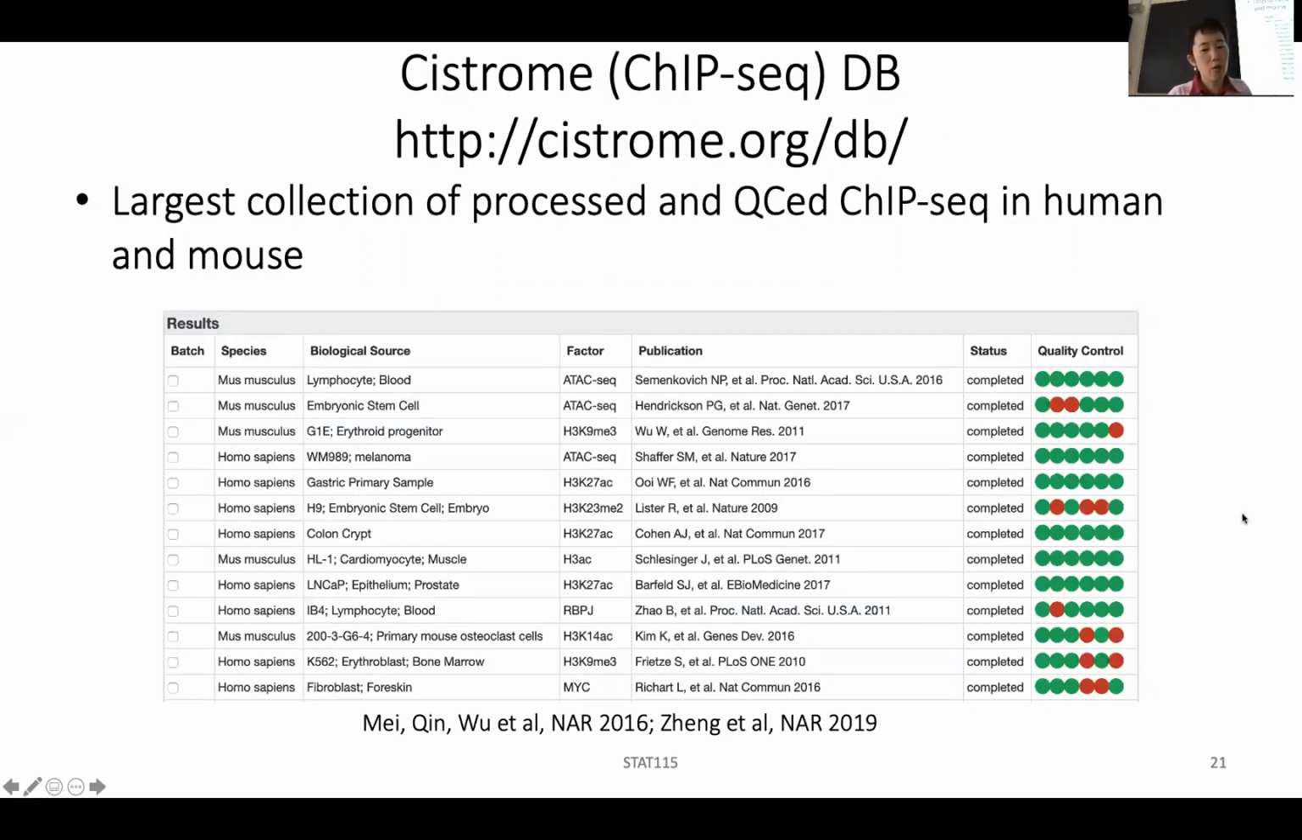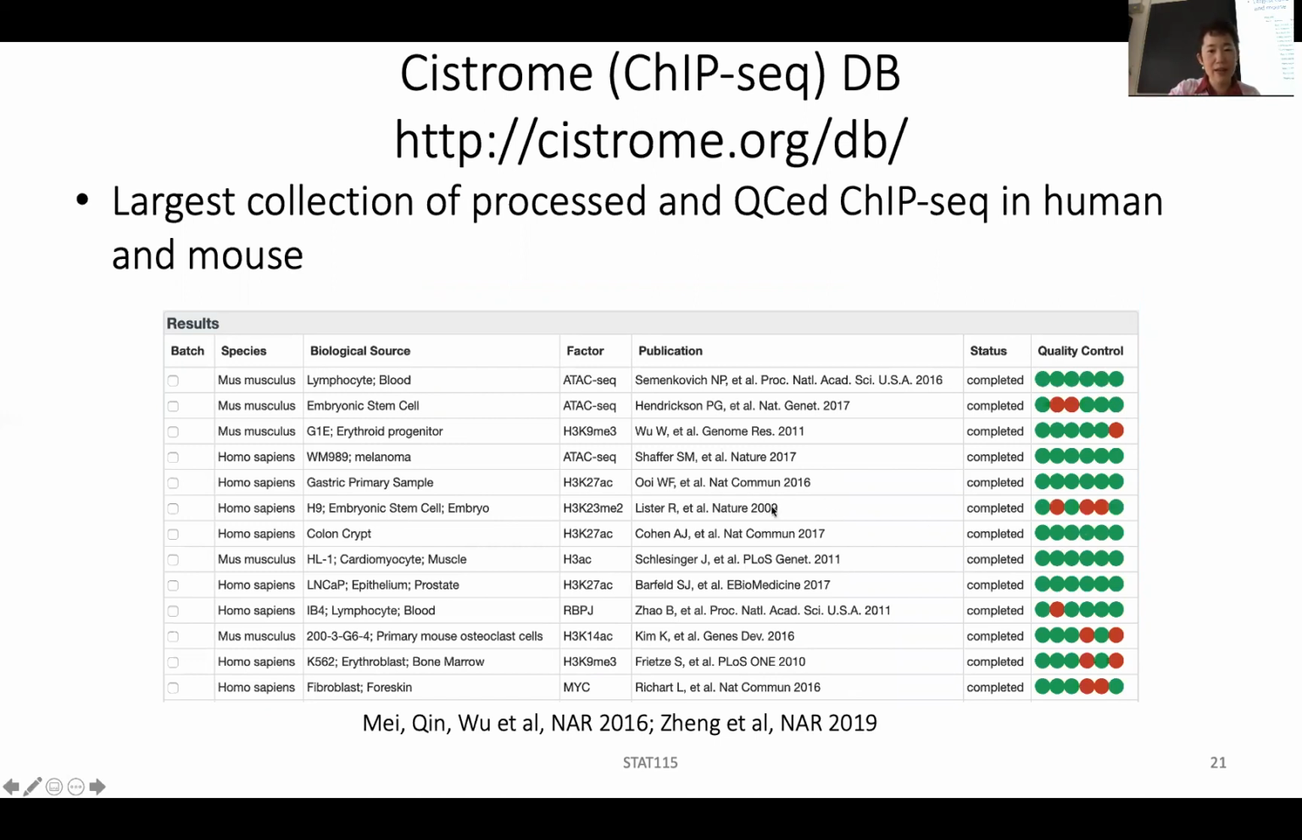In addition, we have the largest collection of published ChIP-seq studies, and they also have very detailed QC. You can go there and look at each of these QC measures. If it's green, it's good quality data. If it's red, it's not so great.